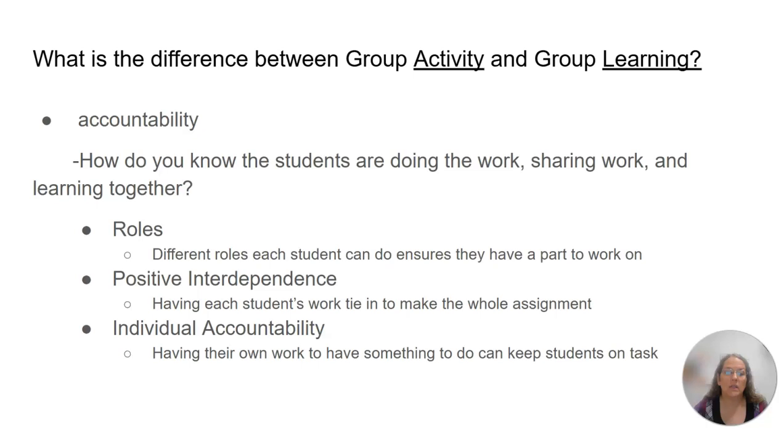With that, it's really great because as they are working on that, they have what is called individual accountability, having their own work that they are doing to keep them on task. But then it goes into a positive interdependence where they can tie in the work together and make the whole assignment. And as they are doing that, they can work and learn together.